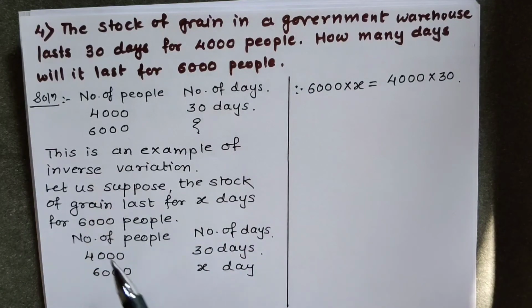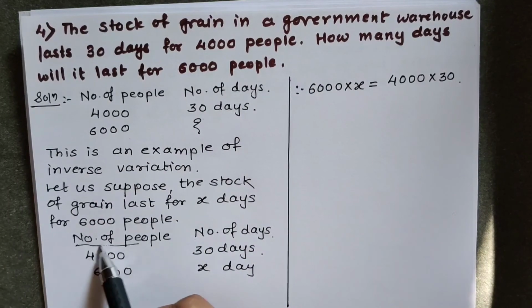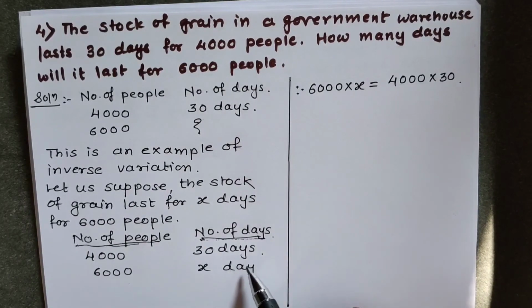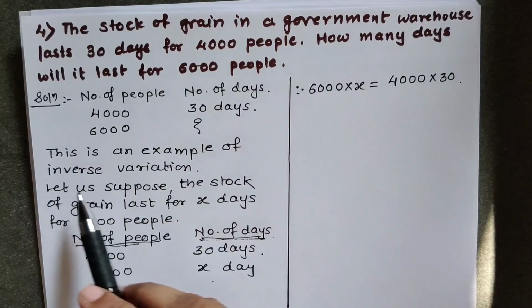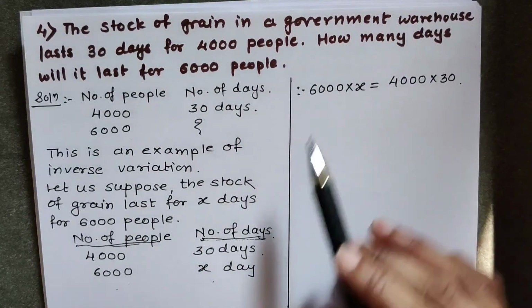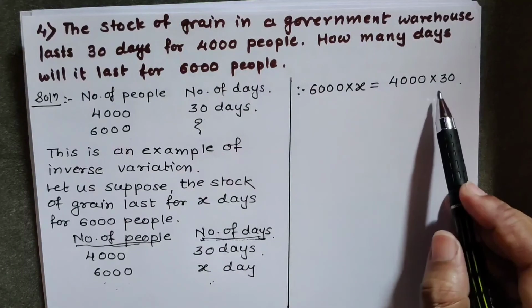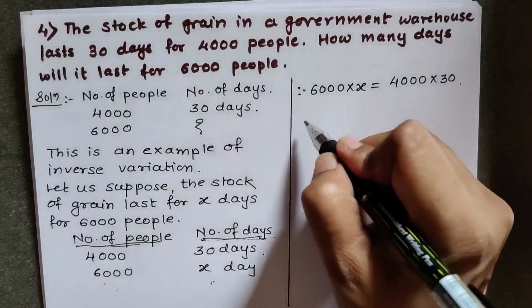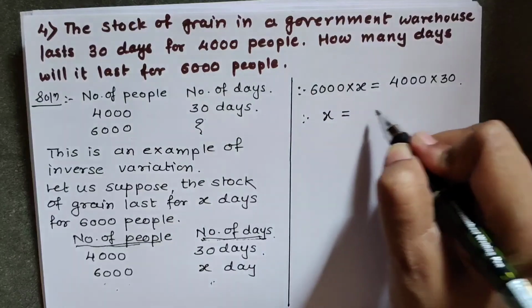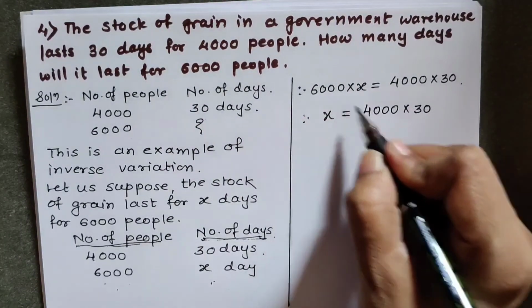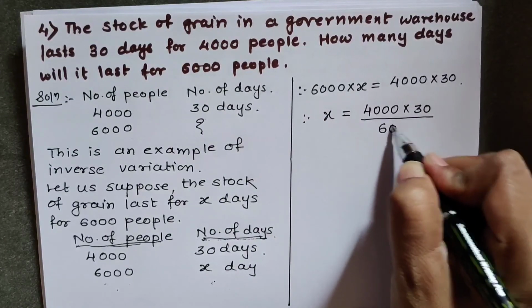So again I have written the chart of number of people and number of days. So for 4,000 people 30 days are required. For 6,000 people we have taken X days. As this is an example of inverse variation, their product is equal. So 6,000 multiplied by X is equal to 4,000 multiplied by 30. Now let us solve. X as it is we have to write, 4,000 multiplied by 30 as it is we write, and 6,000 transfer on the right hand side.